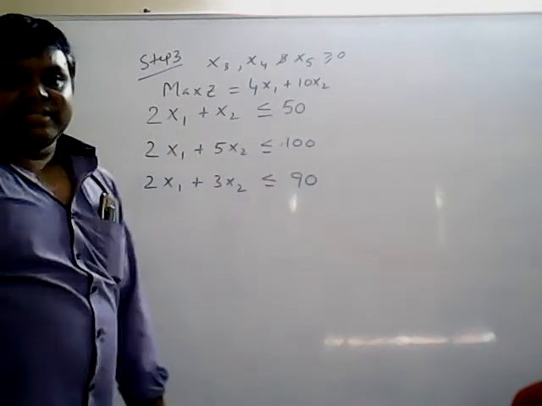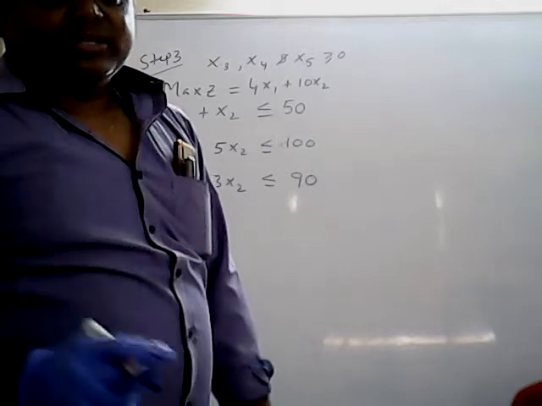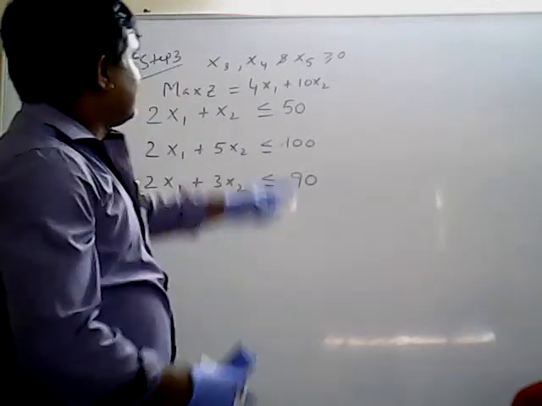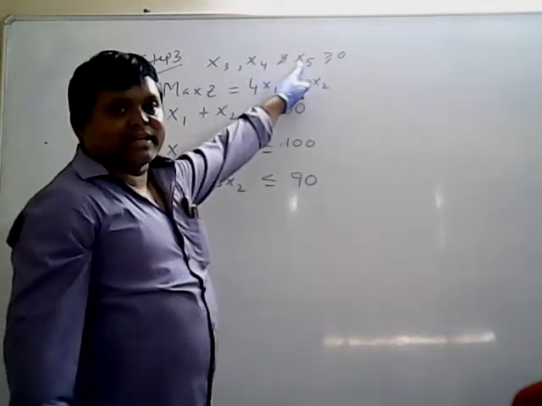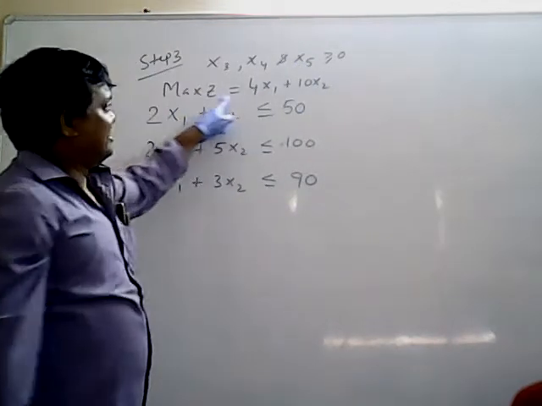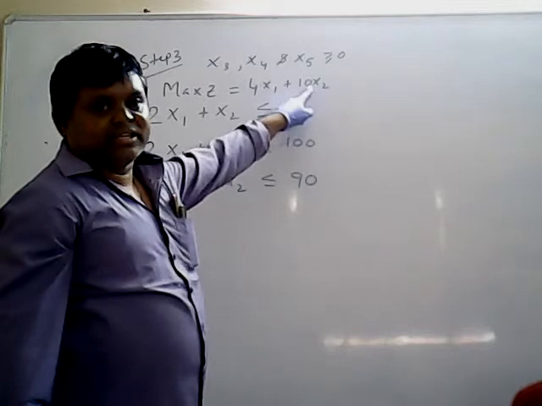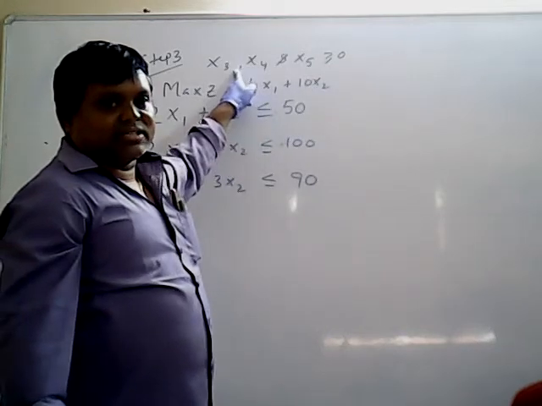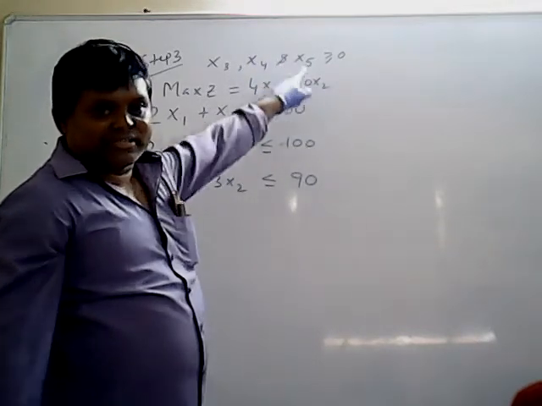Now what is the sentence you have written? Just see step number 3, what you have written. Introduce the slack variables x3, x4, x5 greater than or equal to 0, and put the cost of these variables equal to 0 in the objective function. This is the objective function, these are the cost values. So what are the slack variables cost? Slack variable cost is 0 you have to take.